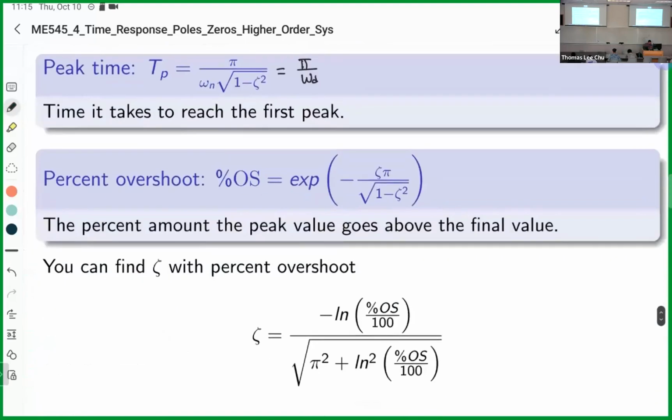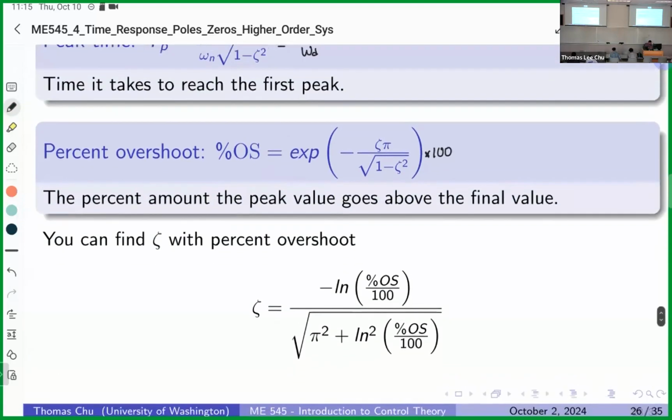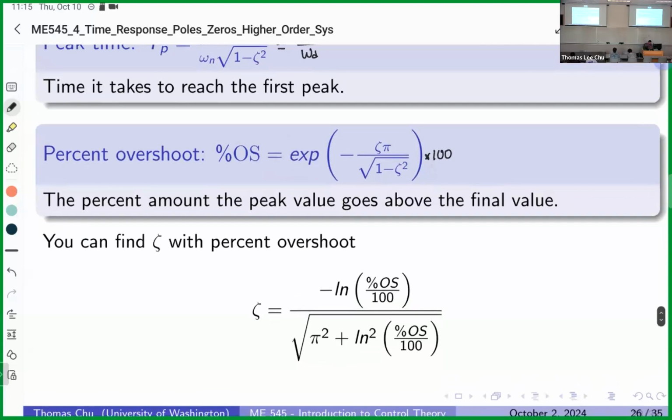Percent overshoot is defined as the exponential of negative zeta times pi divided by the square root of 1 minus zeta squared. And actually, I should have multiplied by 100 because it's a percentage. Let me fix that. Then if I take the natural log of that, we can get this form. You can find the damping ratio with percent overshoot. So what this is saying is when the system is underdamped, it's going to overshoot.